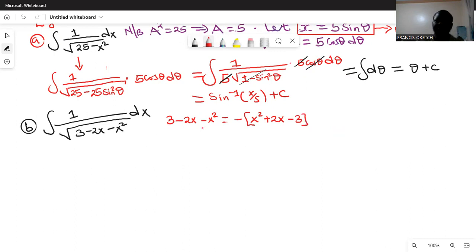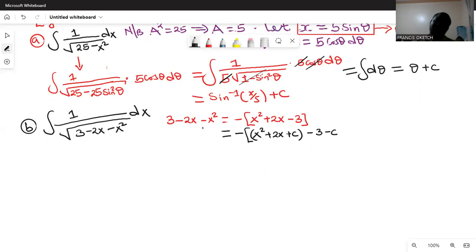The next thing, we need to add a constant c and also subtract the same constant. So this can also be written as negative of x squared plus 2x plus that number c. We group this. Then remember there's minus 3. I added c, so I must subtract c.